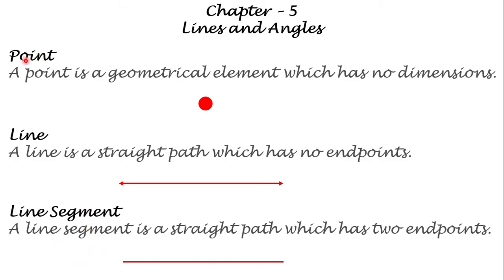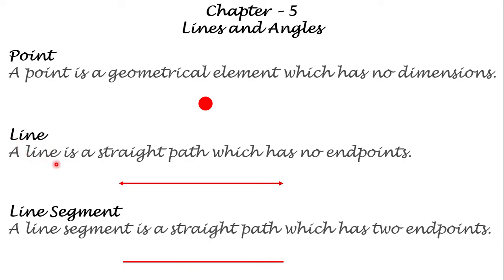Before starting the next, let me explain once again what a point is. A point is a geometrical element which has no dimension. So you can see that it is a dot. Suppose you see this red mark I placed here, it is also a point. That's why it is known as a pointer. It has no dimensions. Dimensions means it does not contain any length, breadth or height.